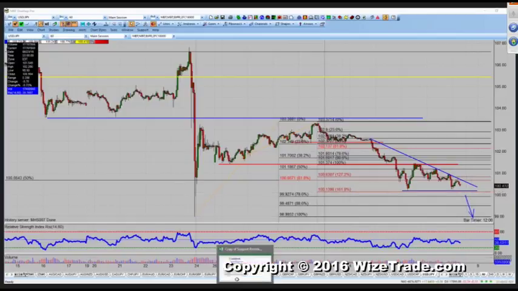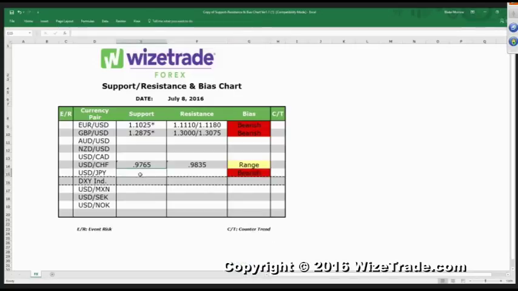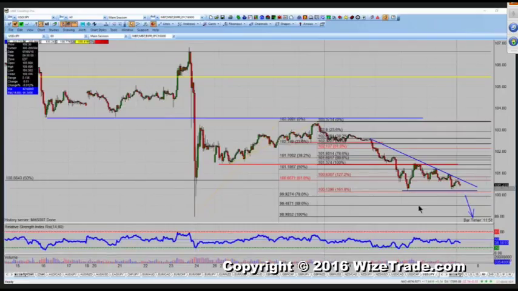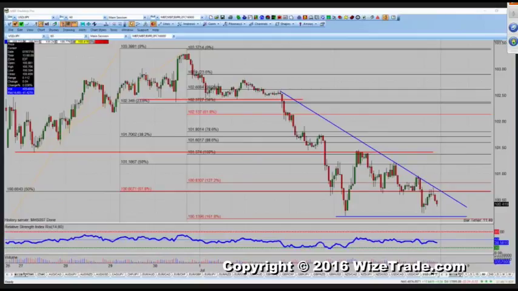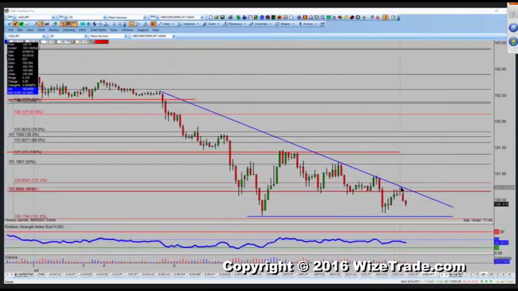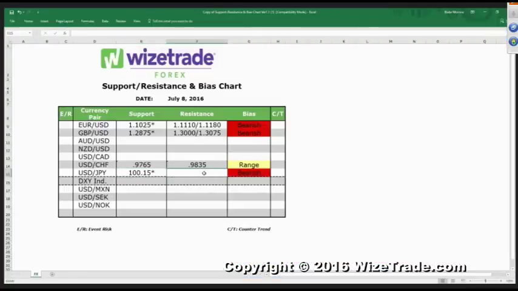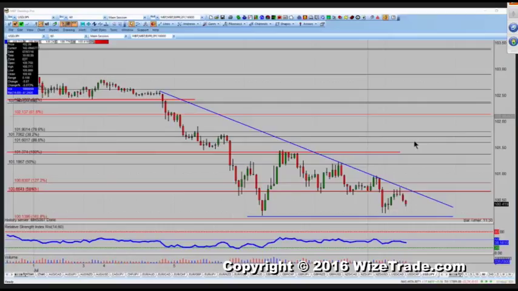100.15 is going to be pretty key support here. Resistance, which will take the downside pressure off the dollar yen, is 100.75. It's minor resistance, but that will take this downside pressure off. So if we have a good jobs report, we'll start retracing a bit. Okay. Let's go over to the Canadian.